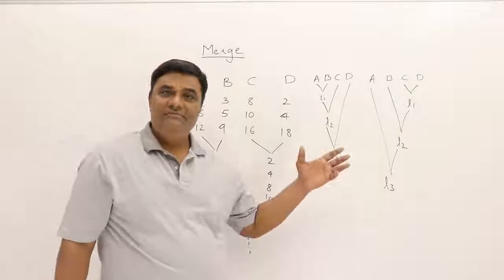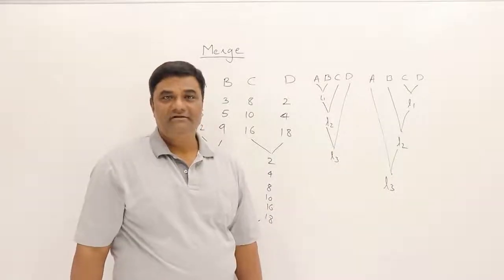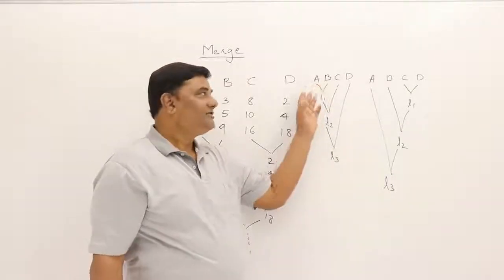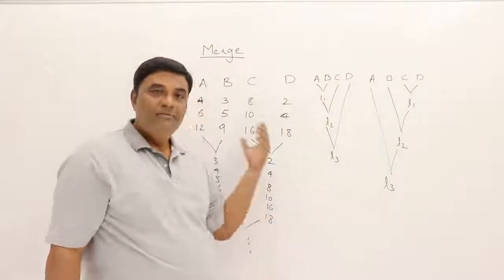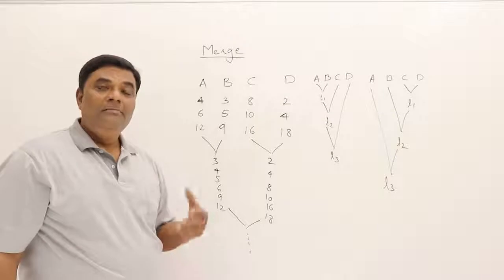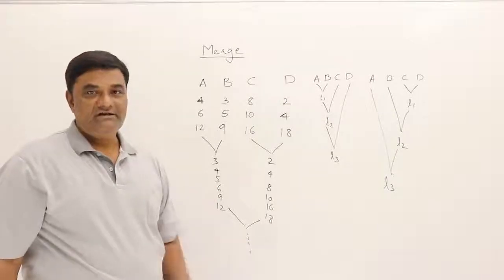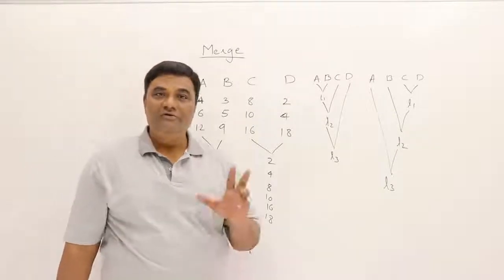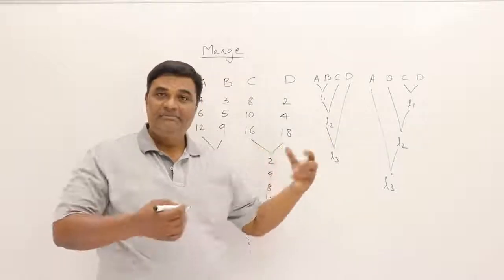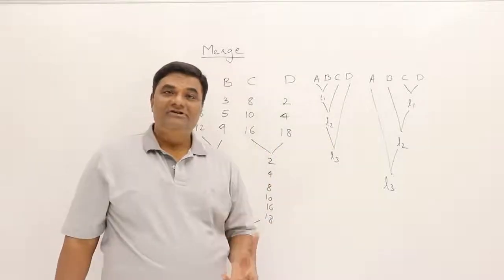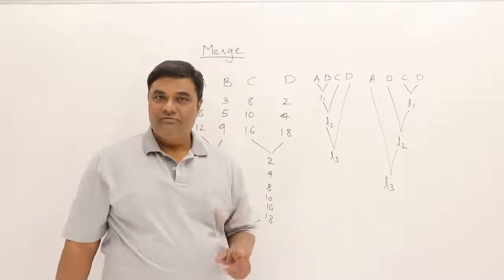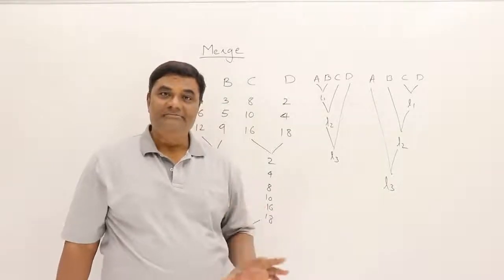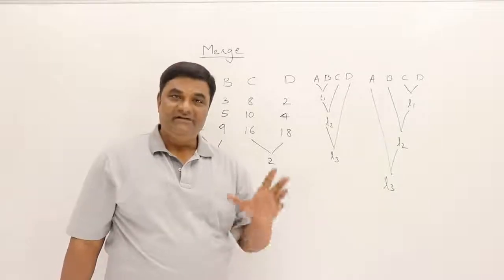So I have various options available here. I can first merge A with D or A with C also. More than one possible pattern of merging is there. So when you follow two-way merging and you have multiple lists, then you can merge them in various patterns. So we have learned that multiple lists can be merged in various patterns.